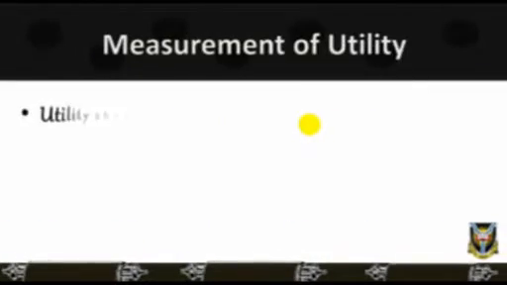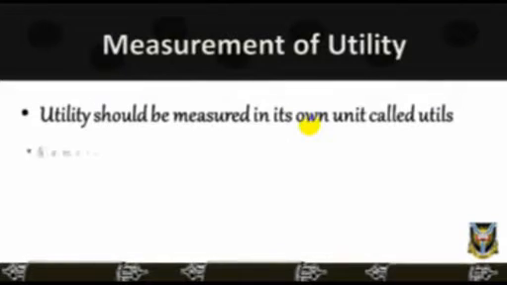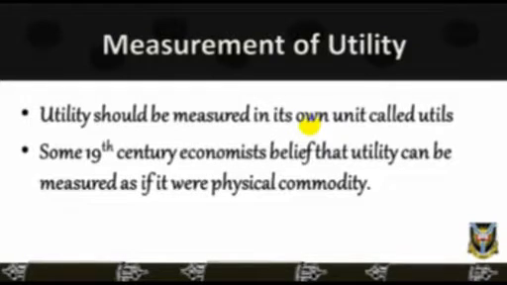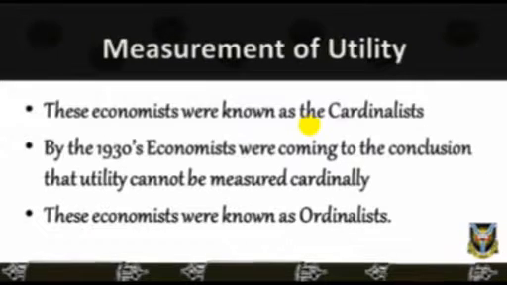Measurement of utility. Some 19th century economists believed that utility can be measured as if it were a physical commodity. In other words, just as it can be measured in kilograms, utility should be similarly measured in its own unit called utils. These economists were known as the cardinalists because they stated that cardinal numbers should be used to express utility.